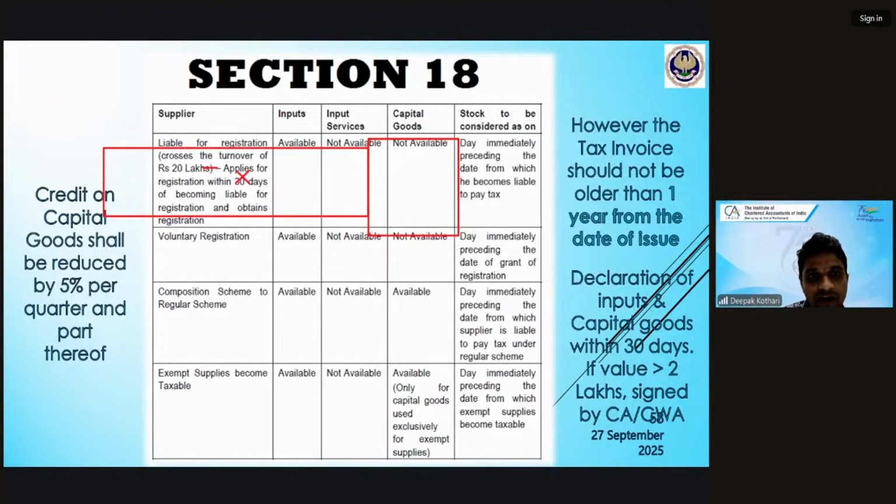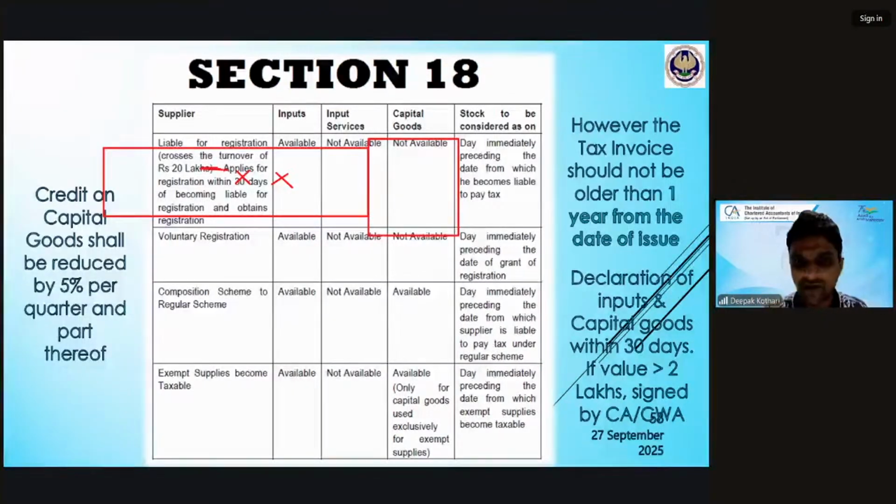Input services के ऊपर credit नहीं मिलेगा. Capital goods के ऊपर credit नहीं मिलेगा. On only inputs, credit will be available, and that invoice should not be beyond 1 year's time limit. If we have understood this, the next provision will become very simple and understandable.